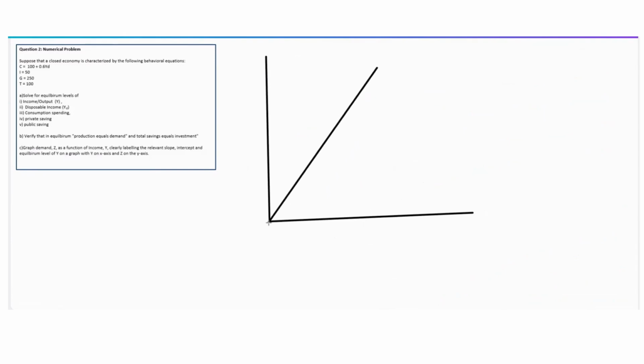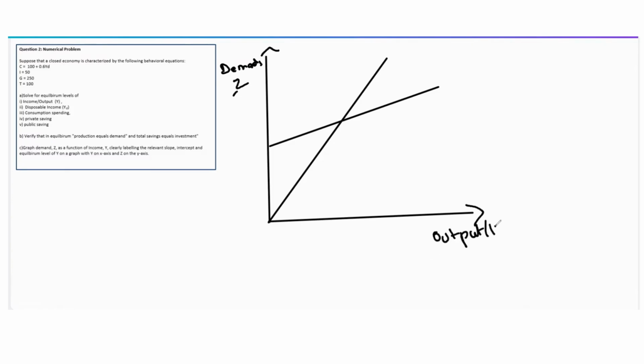So if we want to plot this, this is our vertical axis, this is our horizontal axis. Now I'll plot the 45-degree line as an upward sloping straight line that goes through the origin with slope 1. And I plot my demand schedule as upward sloping and flatter than the 45-degree line. Let me just erase this. So this we know is our y-axis, which represents demand z. We know this is our x-axis, which represents output or income y.